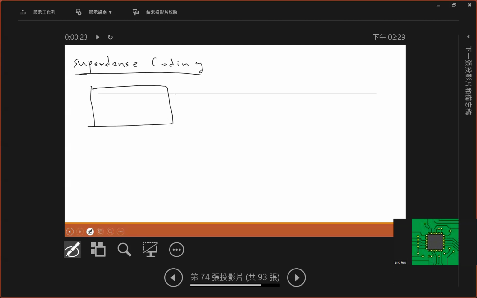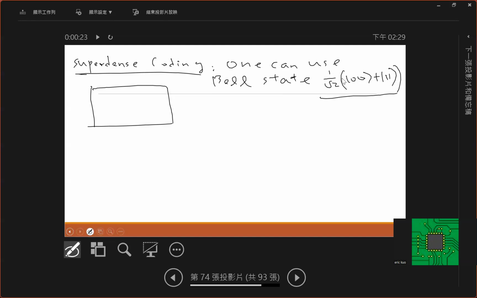So superdense coding just says that, okay, let me just write. One can use a Bell state. From now on and next week we will spend lots of time talking about this Bell state. I will tell you a very weird thing about this Bell state, and it's not in the textbook, so it's much weirder results. So one can use this Bell state. Let's say Alice and Bob, right? And they share a Bell state.